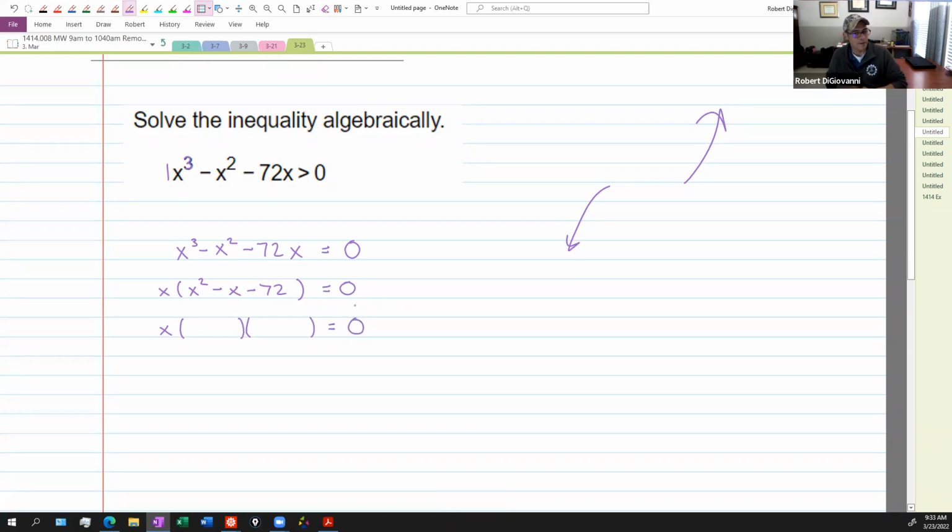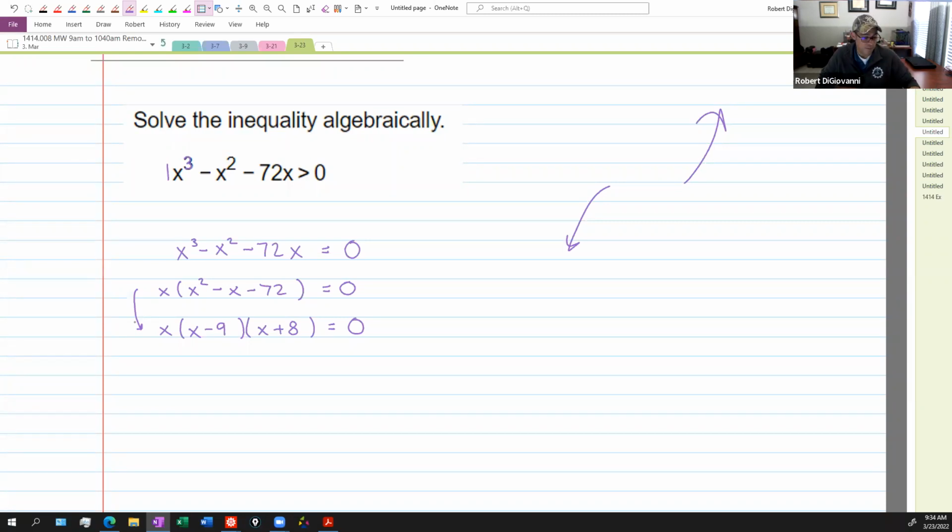9 and negative 9 and positive 8. X minus 9, X plus 8, right? Negative 9 times 8 gives you negative 72, and negative 9 plus 8 gives you negative 1. So I am trusting that as 1414 math STEM students moving on into pre-cal, all of you can factor that quadratic. I think that one's within reason.